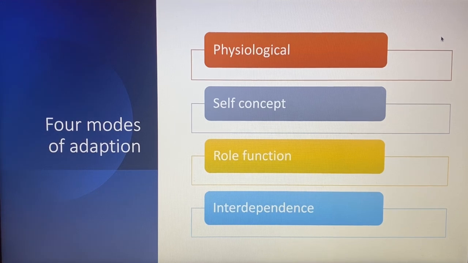The third mode is role function. This is how people conform to the different role changes throughout their lives: losing a job, having to work multiple jobs, the stress at home or at work. How do they deal with the different stressors of everyday life? And lastly is interdependence. This is a person's relationship with others, including their interactions with you and the rest of their healthcare team. If they don't have trust in you, they aren't going to be compliant with care.